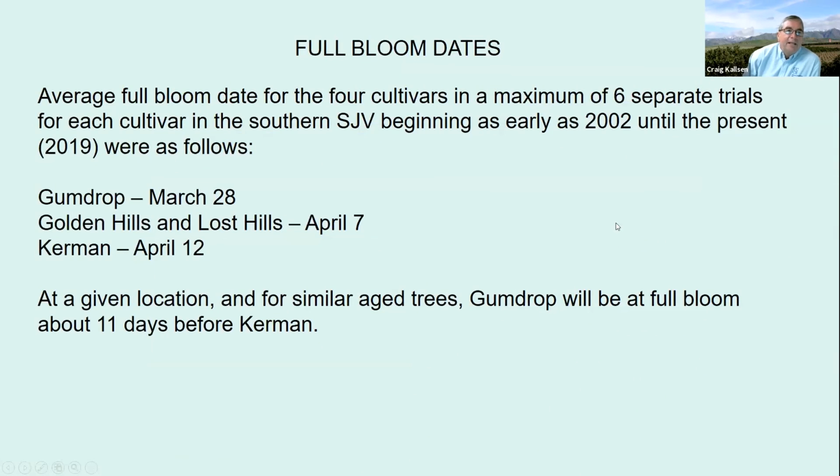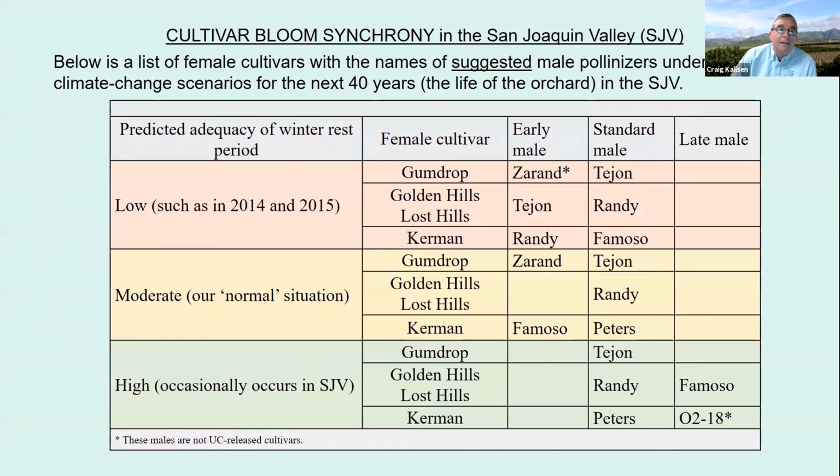So let's look at full bloom dates. Based on our tests, on average across the trials, Gumdrop has bloomed about March 28th in Kern County, Golden Hills and Lost Hills April 7th, and Kerman April 12th. So at a given location, for similar age trees, Gumdrop will be at full bloom about 11 days before Kerman. So it's really easy for me to determine when Kerman's going to bloom, because I just go out to the field, and once Gumdrop is at full bloom, I know Kerman's probably going to be at full bloom in about 11 days.